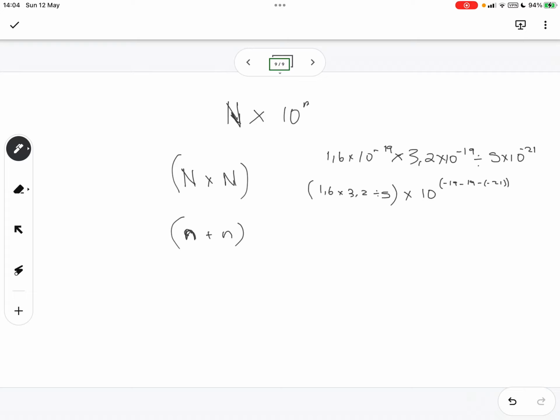Do you understand why I put in minus negative 19 minus negative 21? That's because if we're adding the exponents here, it's that one plus that one minus this one, because the multiply tells me that I'm going to add the exponents, the divide tells me that I'm going to subtract the exponents. So we can make it simpler by starting off first with the multiply.